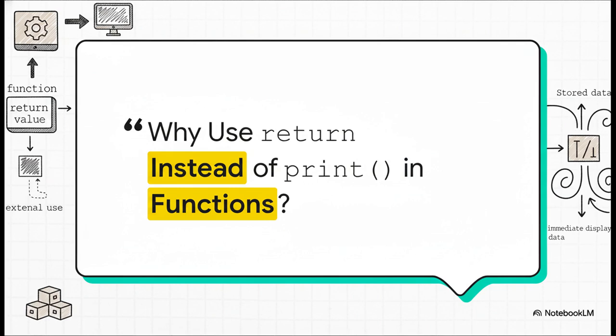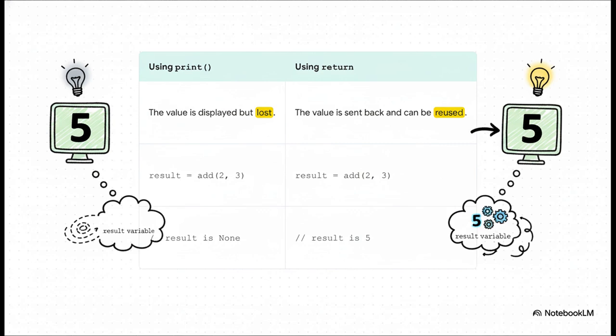This brings us to a really, really important question. Why should you use the return keyword instead of just using print inside your function? I mean, they both seem to show you a result, right? But believe me, there is a world of difference between them, and understanding it is key. And look at this. It perfectly shows you why this is so important.